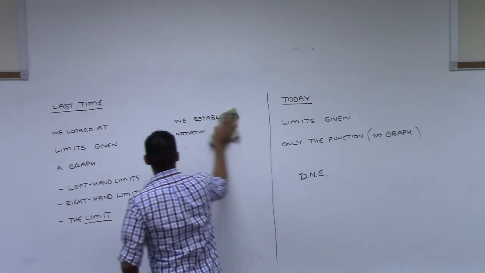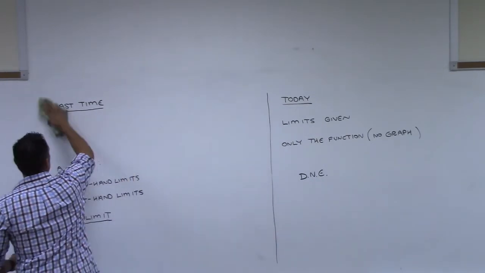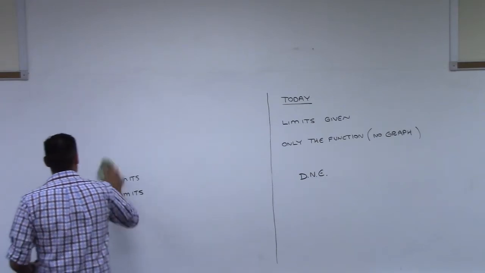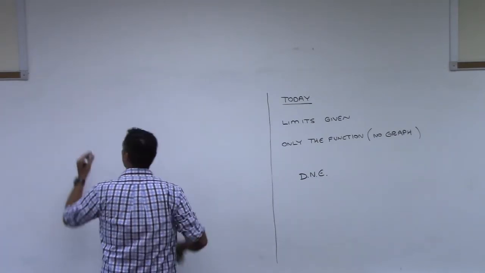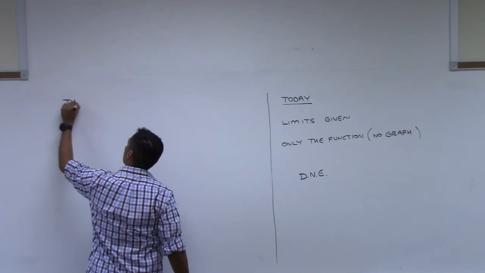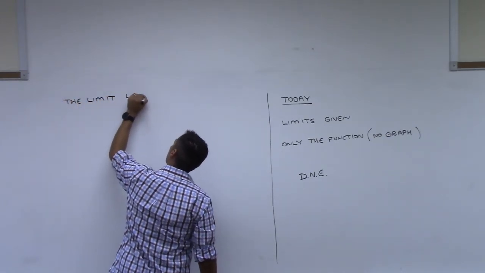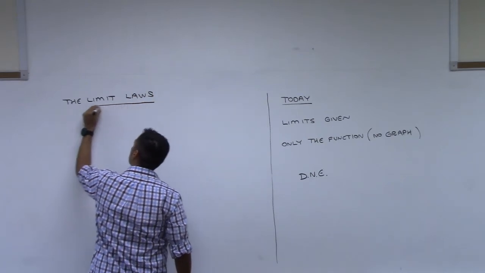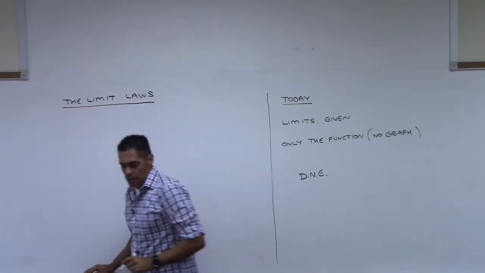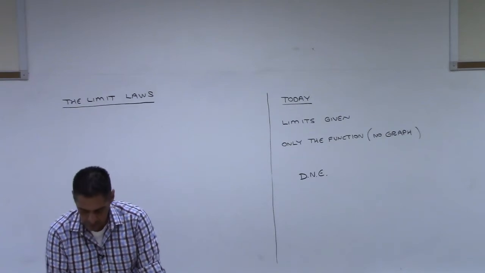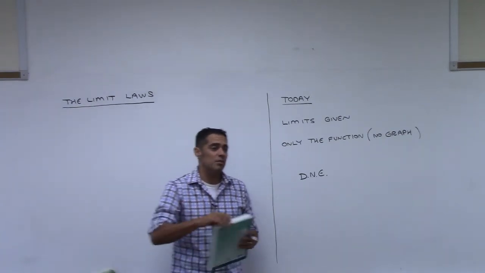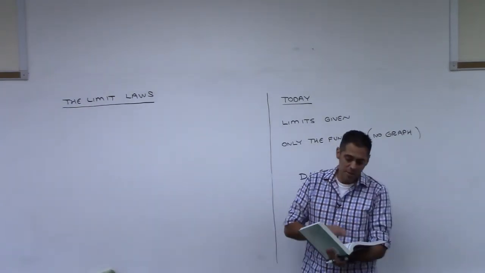And to do it, we need to establish first some things called the limit laws. And these are the things that you can trust as being true. Okay, so we're giving these to you like rules, all right? And you're allowed to use these rules.